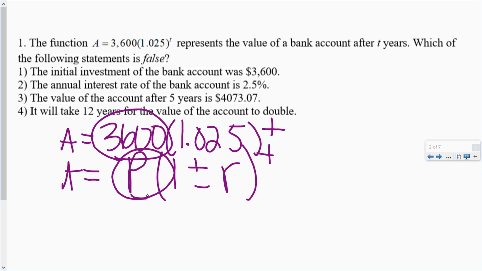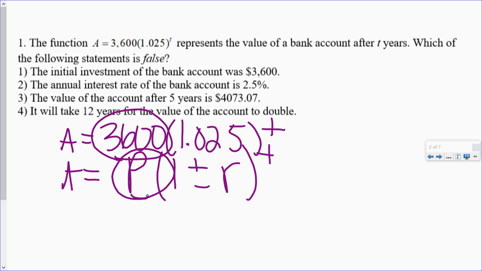The 3600 is your principal or initial or starting value. Whatever's in front of the parentheses, that's your initial, your principal, your starting amount. It's your y-intercept. If you're talking about the graph, that's what that value always represents.